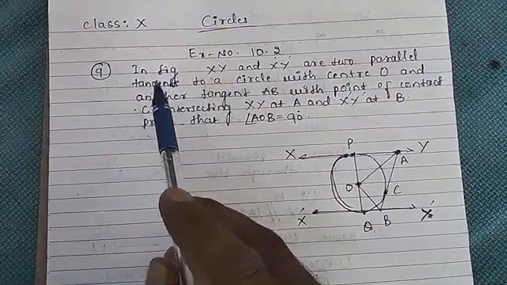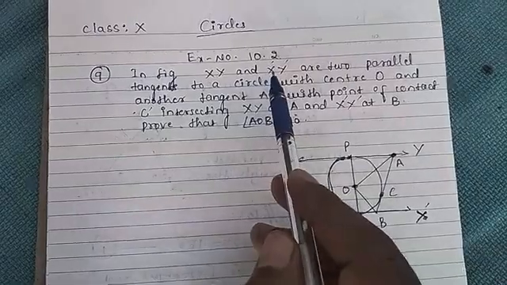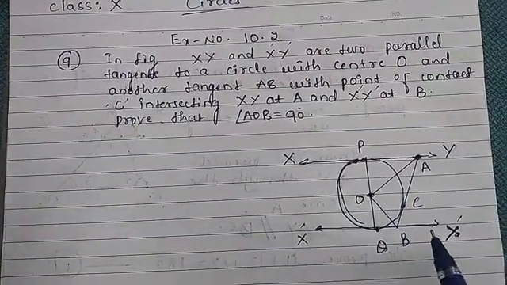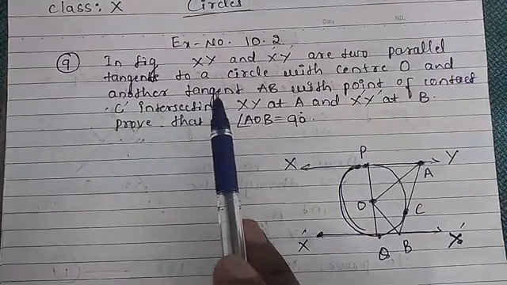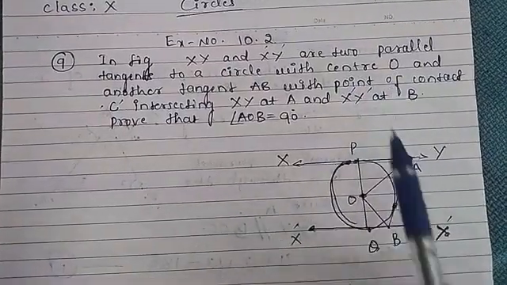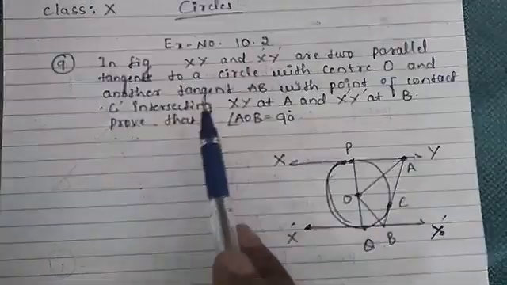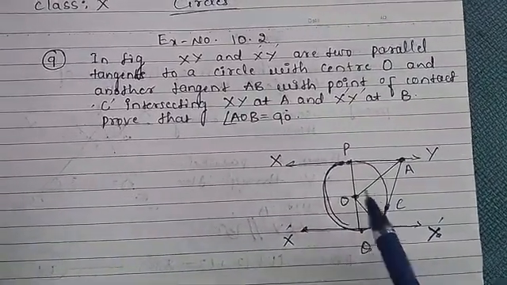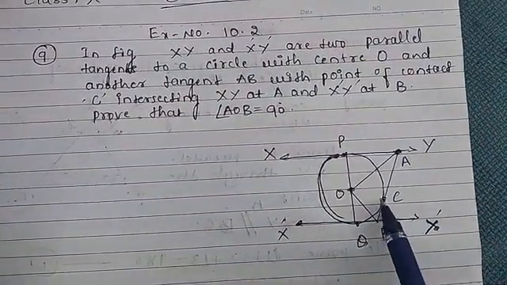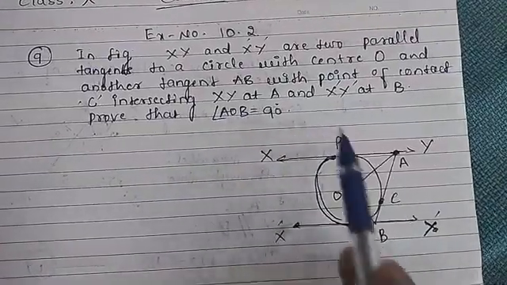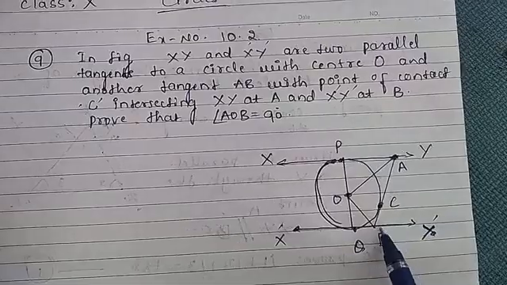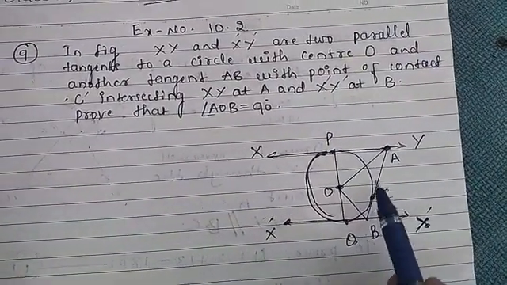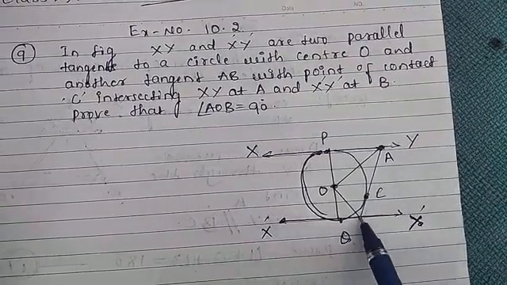Let's move to the next example, the 9th one. In the figure, XY and X'Y' are two parallel tangents to a circle with center O. Another tangent AB touches the circle at the point of contact C. This tangent intersects the parallel line XY at the point A and X'Y' at the point B.